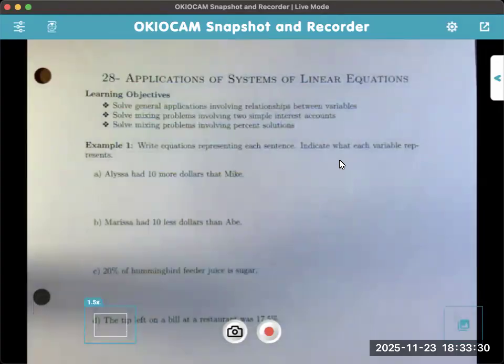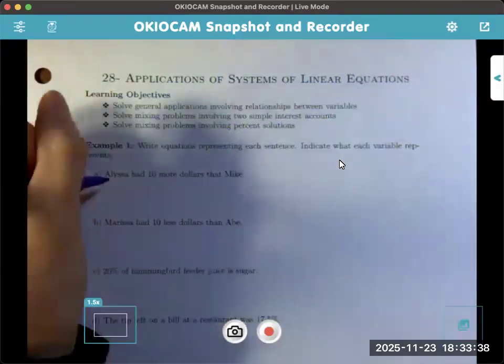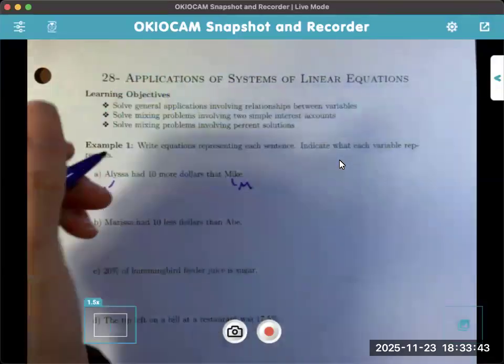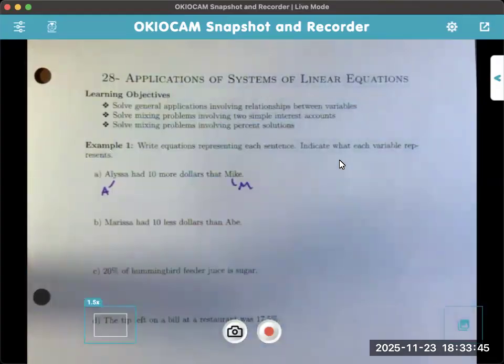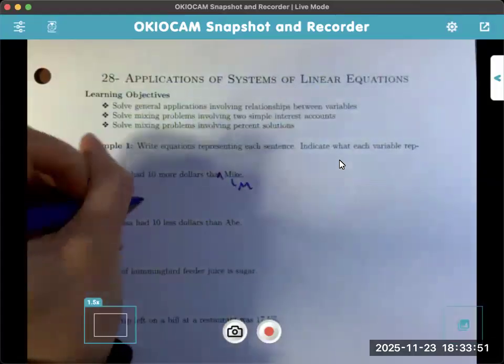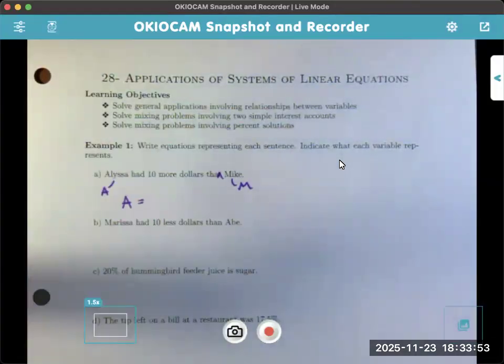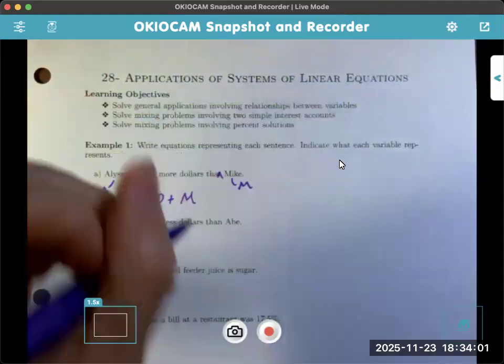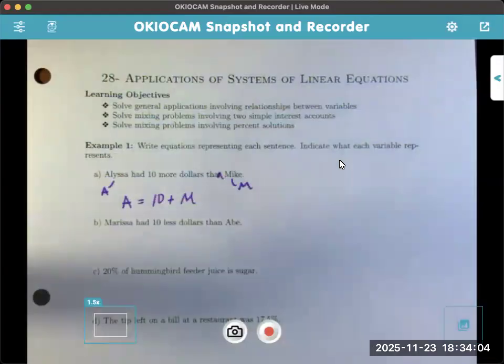Okay, so we're just going to start with simple stuff. Write equations representing each sentence, indicate which variable represents what. So we'll just say that A is Alyssa, M is Mike. Alyssa had 10 more dollars than Mike. Alyssa had, that's like A equals. Had is a keyword for equals. So 10 more dollars, so 10 plus M, if M is the amount of money that Mike had. So then A equals 10 plus M.